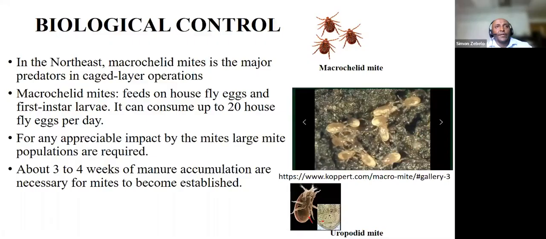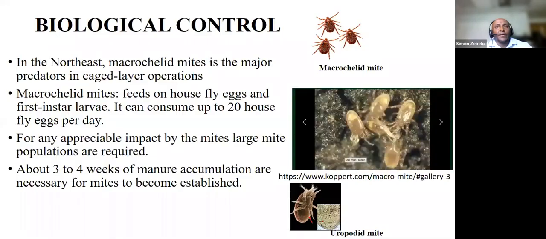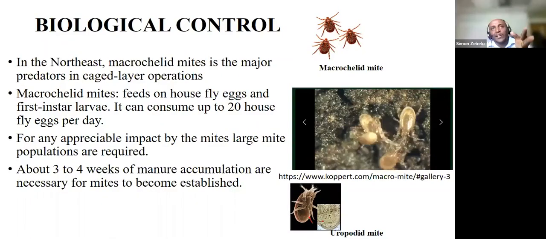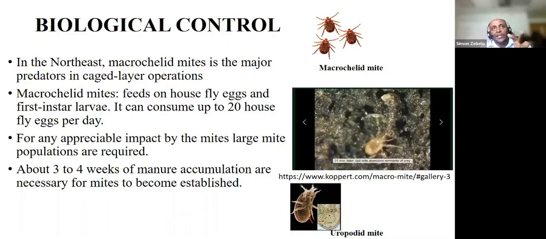Twenty-eight minutes later, they almost kill that larva and almost finish eating, and then they have to go look for other larvae. All right, so these are Macrocheles mites, and there are also other mites in poultry operations. Uropodid mites are also very effective against first instar larvae.